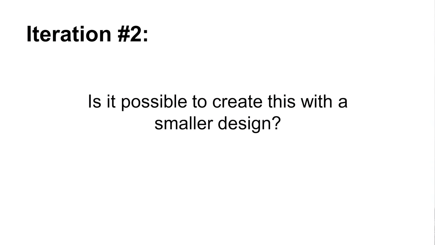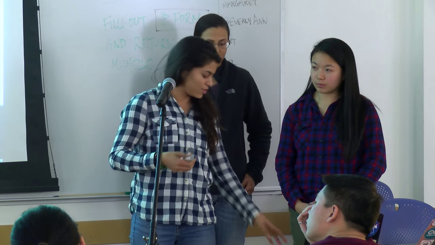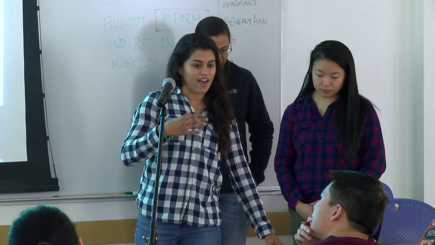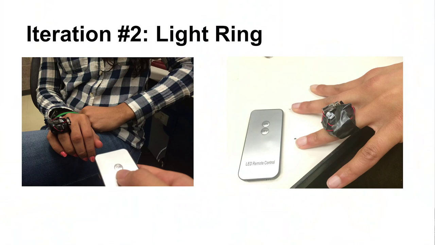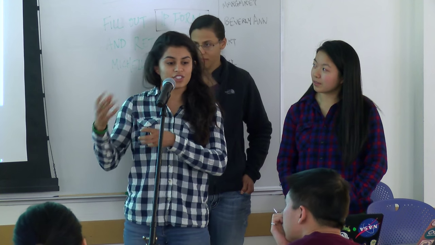So we went into our next iteration, and we asked ourselves the question, is it possible to create this with a smaller design? Again, we went with something that's already out there. We went with this little tiny light switch that basically is remote controlled. And we hacked that to create our own little VibeAware ring. So this essentially is a little light with a motor attached that we hacked on, and the remote control essentially turns on the motor as a notification.